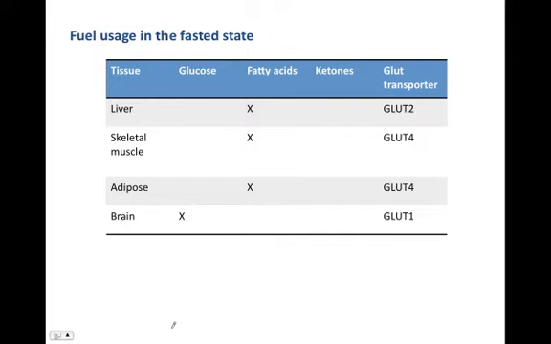The fuel usage in the fasted state is summarized here, where again the brain and the red blood cell are using glucose. GLUT1 is an insulin insensitive transporter. The adipose, the skeletal muscle, and the liver are primarily using fatty acids, although the skeletal muscle can utilize any ketones that are synthesized. And under these conditions, skeletal muscle and adipose are not using any glucose, as their glucose transporters are insulin sensitive and insulin is low in the fasted state.